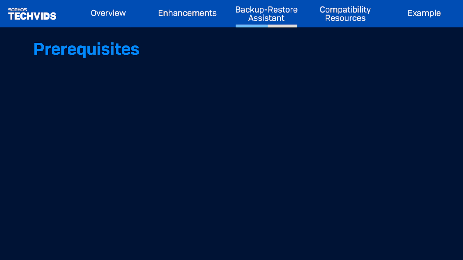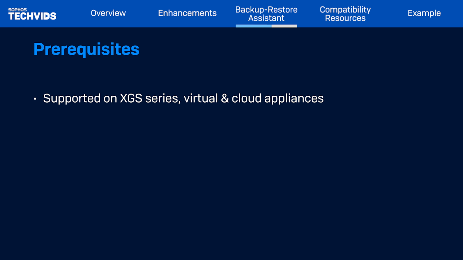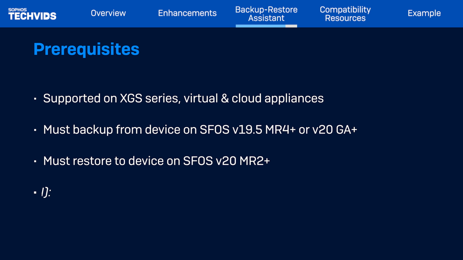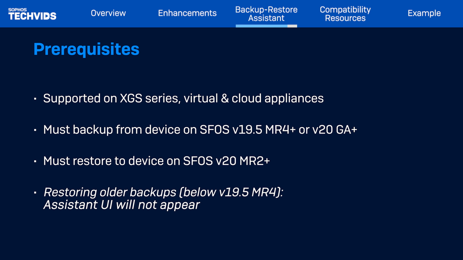Several requirements must be met for the Assistant UI to appear. First, the Assistant is only supported on XGS series firewalls, virtual, and cloud appliances. Backups must be taken from deployments running SFOS version 19.5 MR4 or later, or version 20 GA or later. Lastly, restores must be done on devices running SFOS version 20 MR2 or later. Note, restoring older backups below version 19.5 MR4 is allowed on SFOS version 20 MR2 and later. However, the Backup Restore Assistant will not be present. Other enhancements I've covered are still applicable.